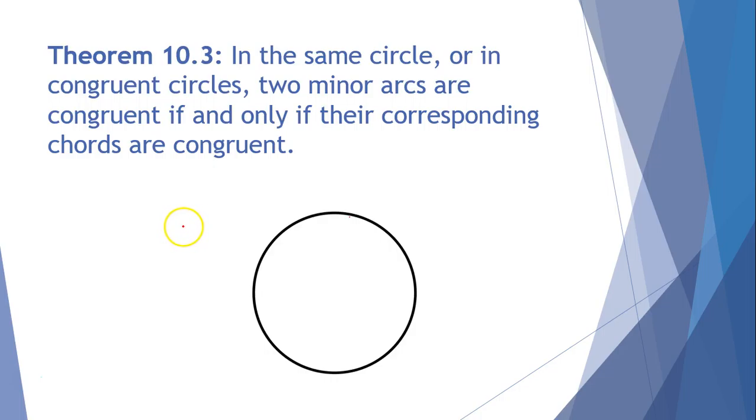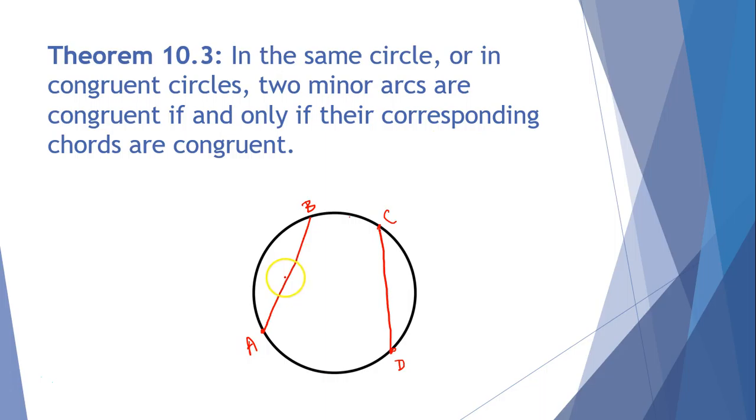It says in the same circle or in congruent circles, two minor arcs are congruent if and only if their corresponding chords are congruent. So if I have two chords inside a circle that I know are congruent, say I have this chord, let's call it AB, and I have another chord. I know they don't look congruent, but let's try to draw them more congruent. There. Let's call this CD.